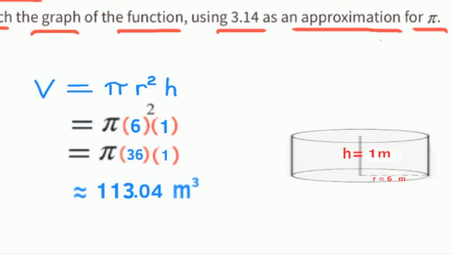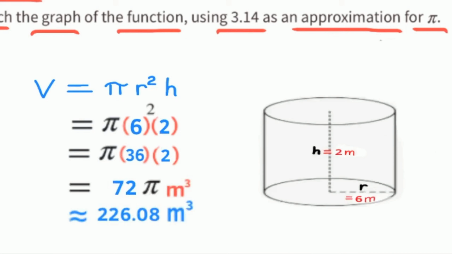If we doubled the height of the cylinder from 1 meter to 2 meters, then the volume would also double, making the volume 226.08 meters cubed. Because 3.14 times 36 times 2 equals 226.08. And I'll also show that point on the graph.